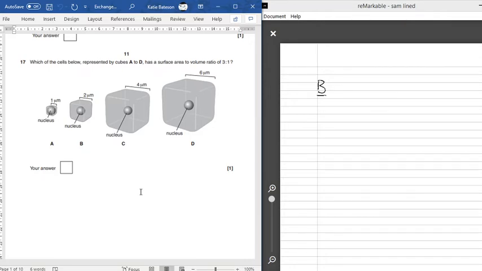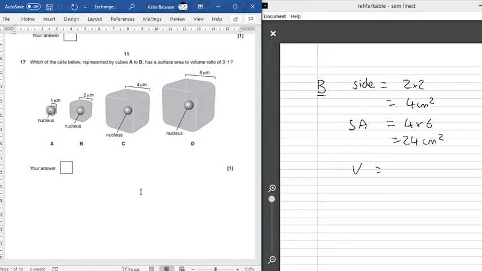So all we know from B is that each side is worth 2 micrometers. I'm going to ignore the fact it's micrometers. I don't care about the unit. I care that the fact it is 2, which means every single side, every single square would be 4 centimeters squared. 2 times 2. Length times width. Therefore, because I know a cube has 6 sides, the surface area of the entire cube is 4 times 6, which is 24 centimeters squared.